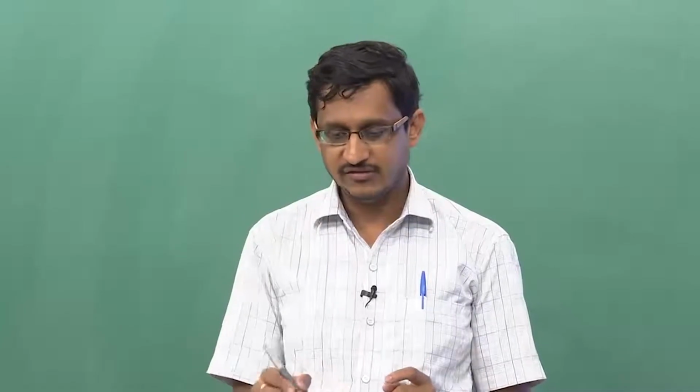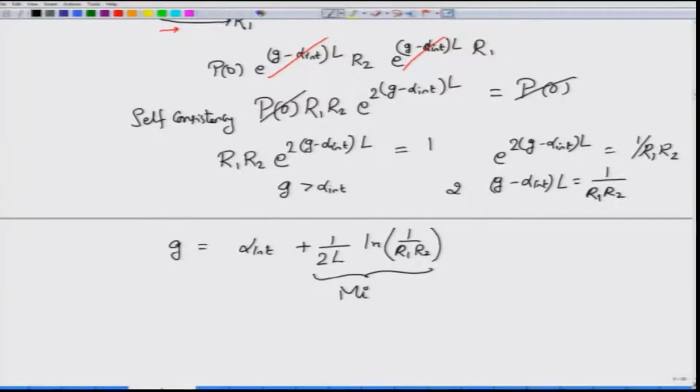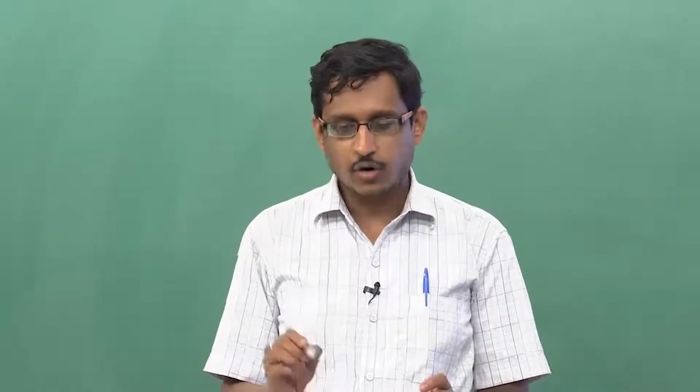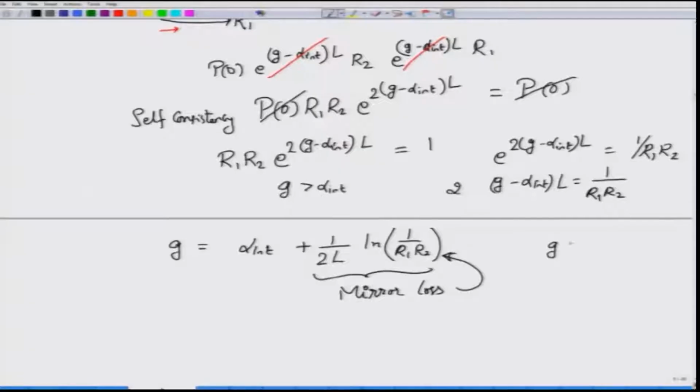So, this is the intrinsic loss and this is the mirror loss. The mirror loss is a function of R1 R2 as well as the length of the cavity L. Intrinsic loss is just the material loss, the gain medium loss, whatever that is. For oscillations to be sustained, g must be greater than the total losses. So, only those particular modes which actually satisfy this condition will be sustained.